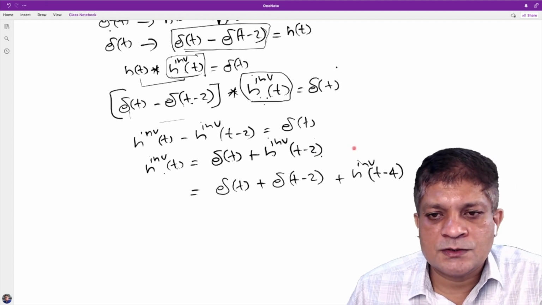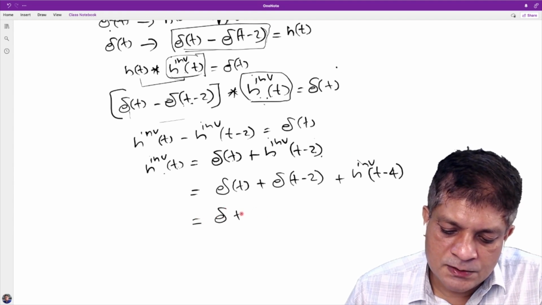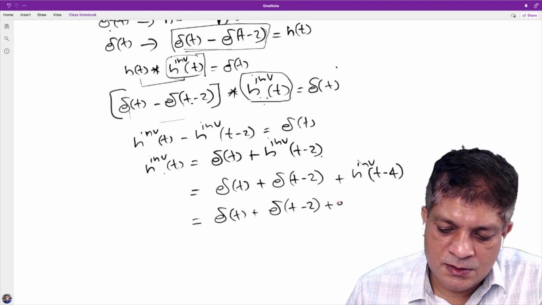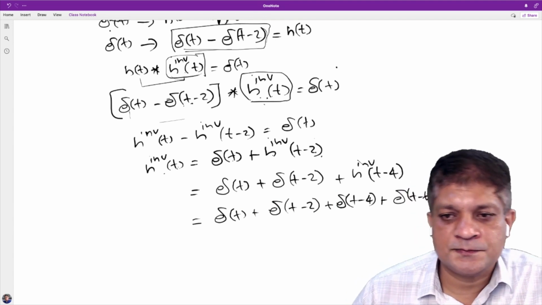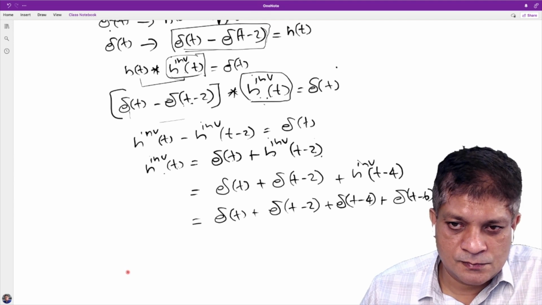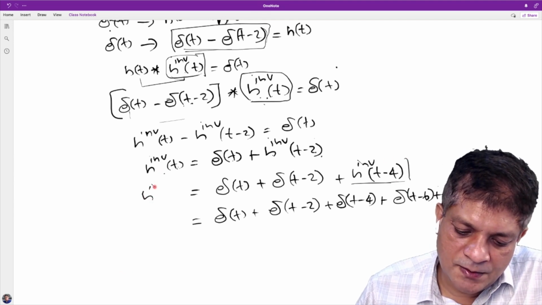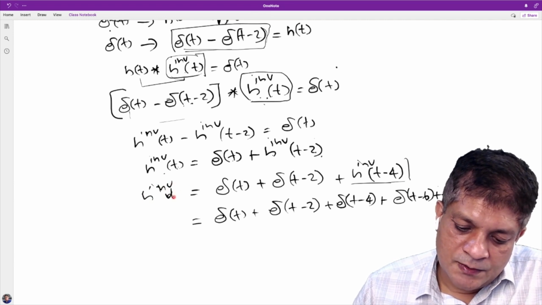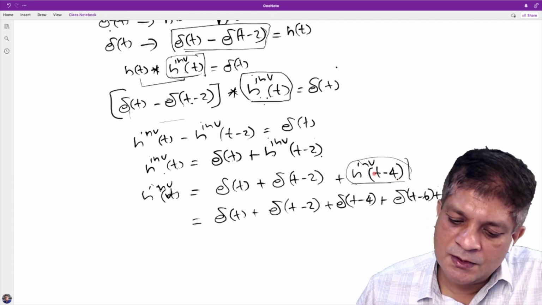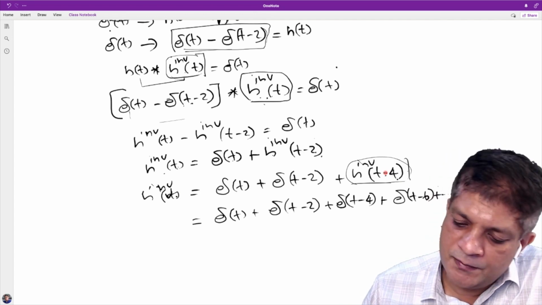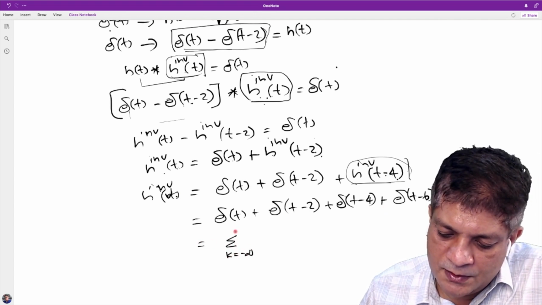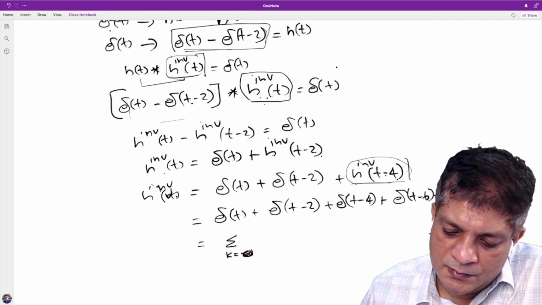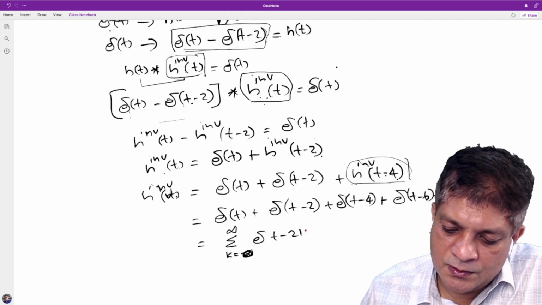Now if you keep on doing this repeatedly, what will you get? Something like delta t plus delta t minus 2 plus delta t minus 4, and so on. What I'm doing is putting t equal to t minus 4 here, finding the value, and replacing h inverse t minus 4 with that value. If you keep on doing that, you will get this. We can simplify that notation: the sum over k from 0 to infinity of delta t minus 2k.